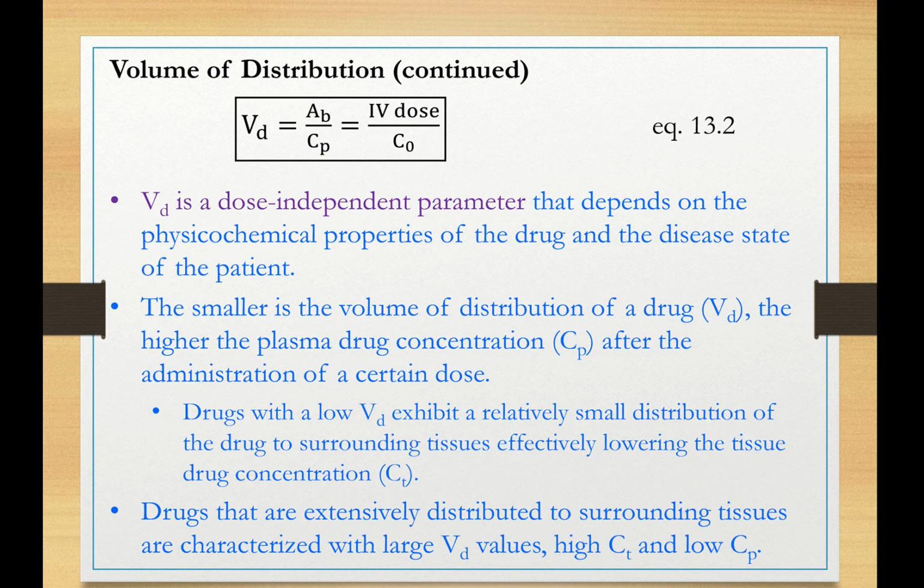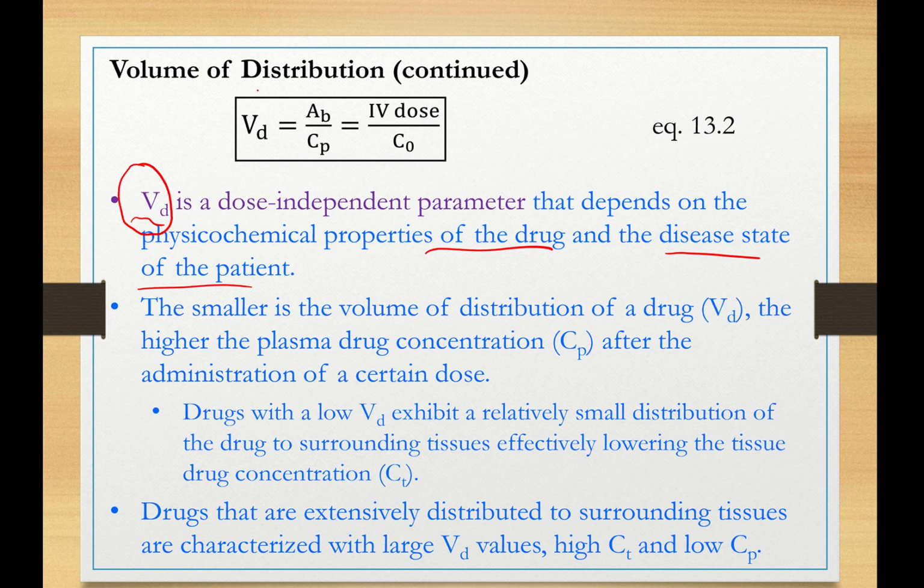What's very, very important for us is to know that VD is a dose-independent parameter that depends on the physical-chemical properties of the drug and the disease state of the patient. However, if we are dosing regular patients, then obviously the volume of distribution is a dose-independent parameter characteristic of a drug, that you can use for every patient out there to determine average doses. So this is why it's very important, regardless of dose. Okay, VD is always and only dependent on the drug.